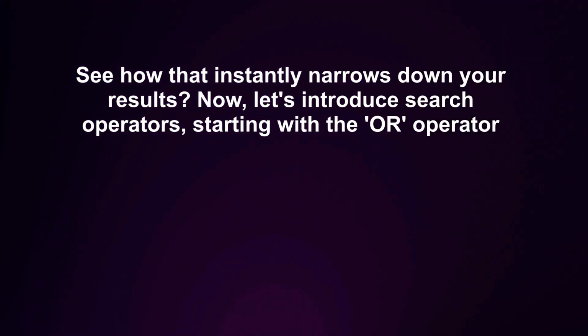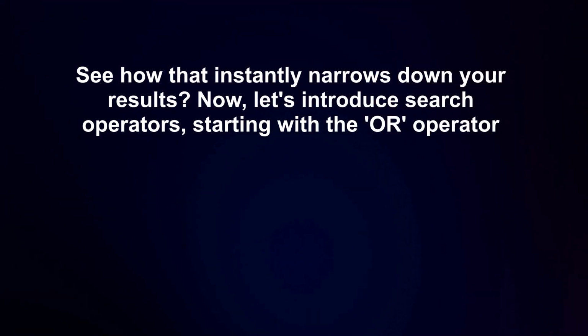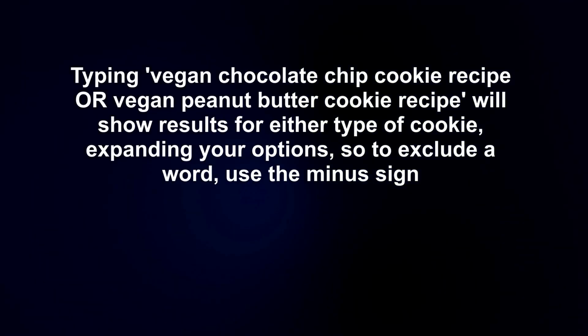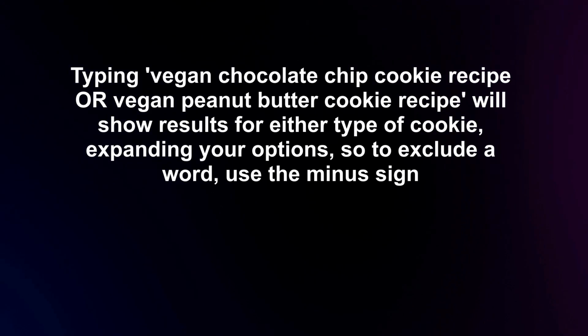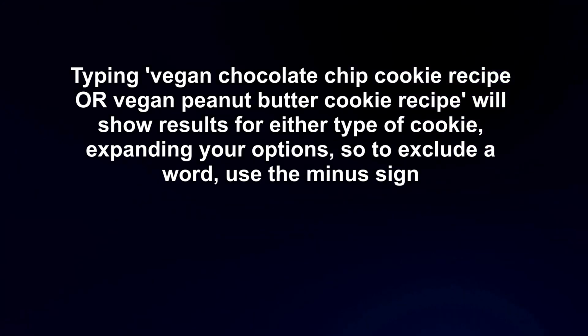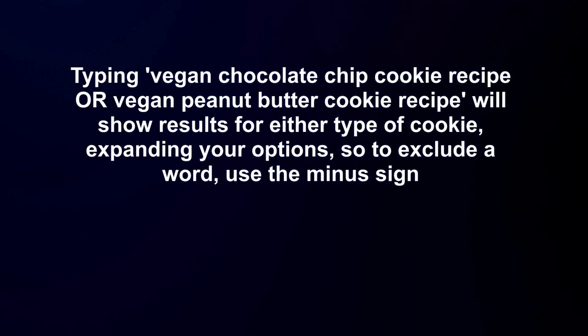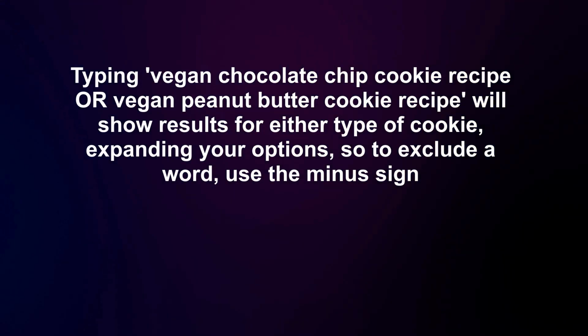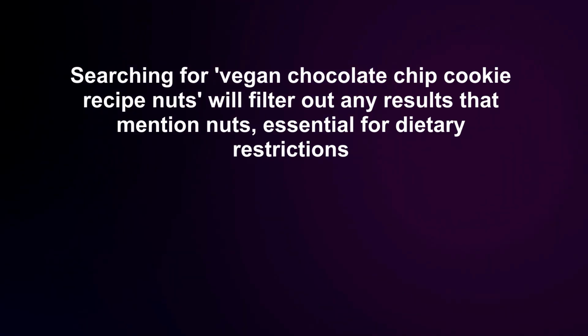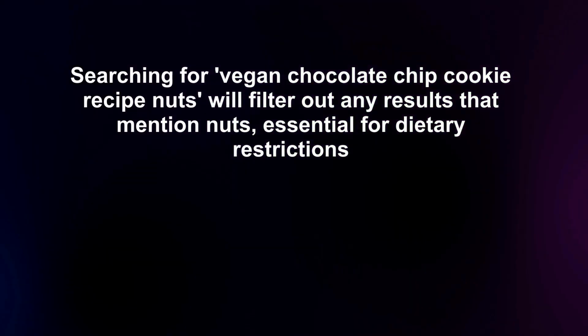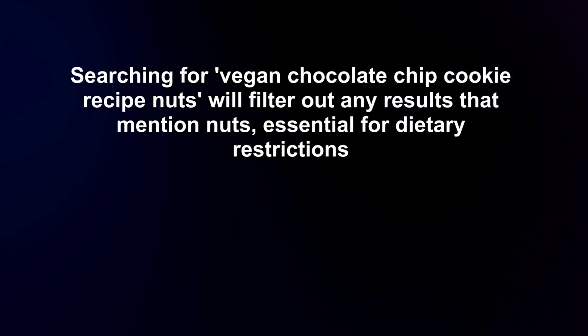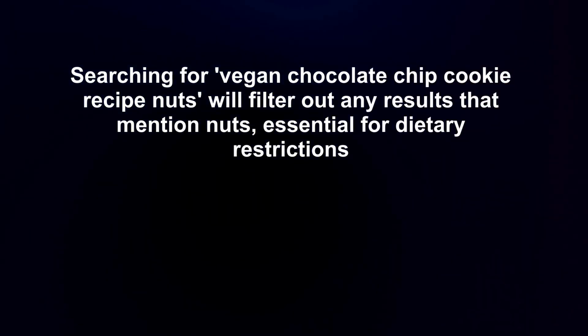Now, let's introduce search operators, starting with the OR operator. Typing "vegan chocolate chip cookie recipe OR vegan peanut butter cookie recipe" will show results for either type of cookie, expanding your options. So to exclude a word, use the minus sign. Searching for "vegan chocolate chip cookie recipe -nuts" will filter out any results that mention nuts, essential for dietary restrictions.